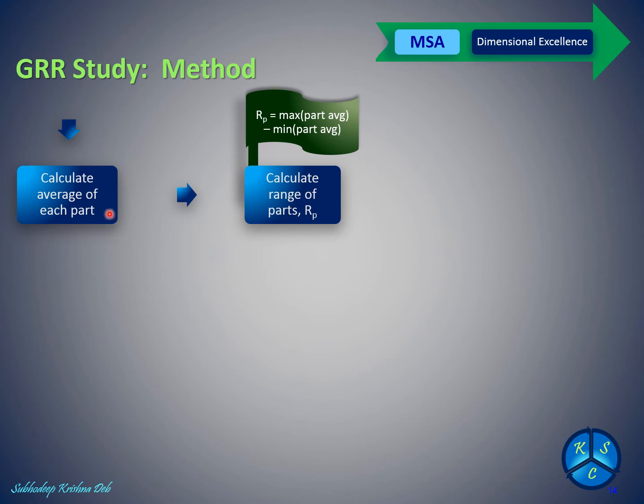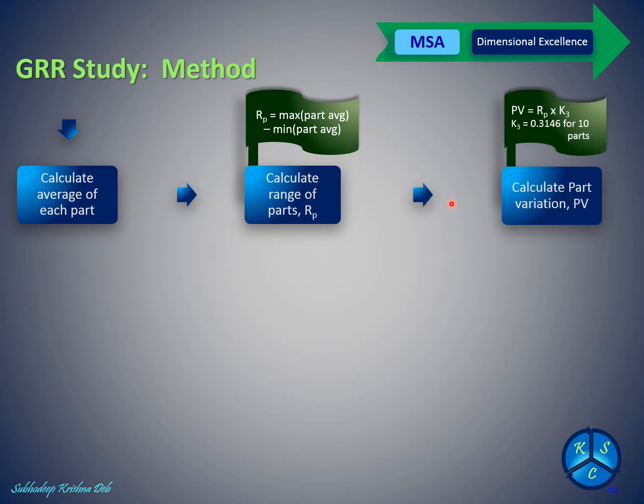After this, we have to calculate the average of each part. For each part, 1 to 10, we have to calculate the average and the range of each part, and we will call it RP. After doing this, we will calculate the part variation using this formula. As we remember, part variation is required because we have to finally compute the total variation.